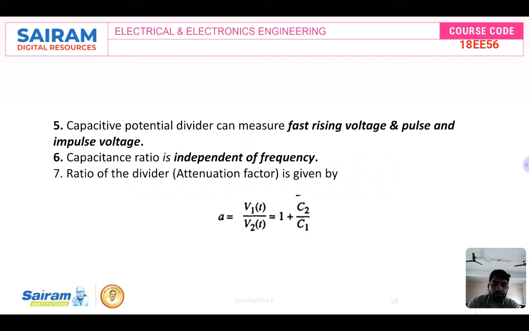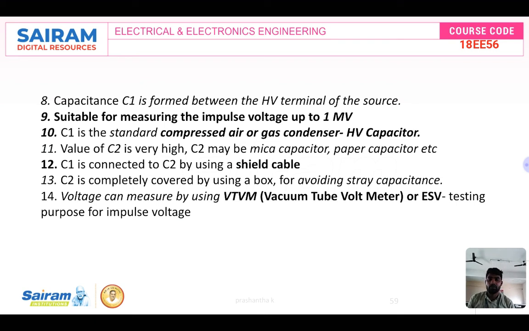The capacitive potential divider can measure fast rising voltages, pulse and impulse voltages. Everybody knows the capacitance ratio is independent of frequency. The ratio of the divider, the attenuation factor V1 by V2, is equal to 1 plus C2 by C1, right? The capacitance C1 is formed between the high voltage terminals of the source, suitable for measuring impulse voltage up to 1 megavolt. C1 is the standard capacitor, a compressed air or gas condenser high voltage capacitor. The value of C2 is very high, and C2 may be a mica insulator capacitor, paper capacitor, etc. C1 is connected to C2 by using a shielded cable.